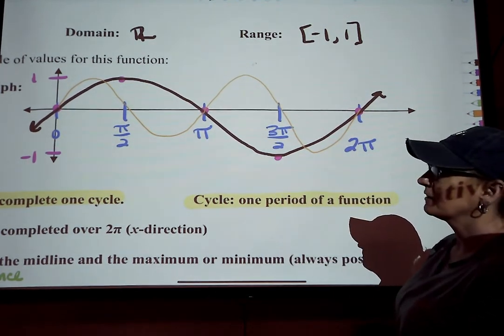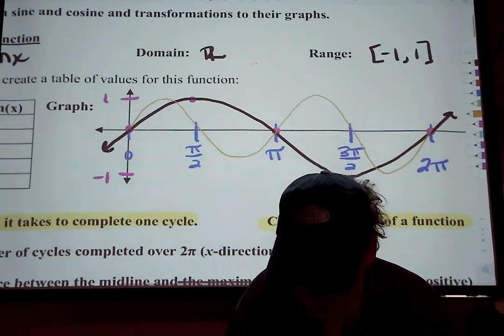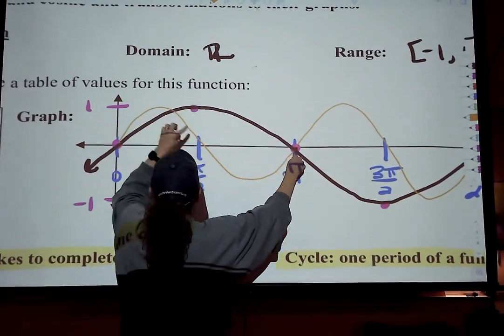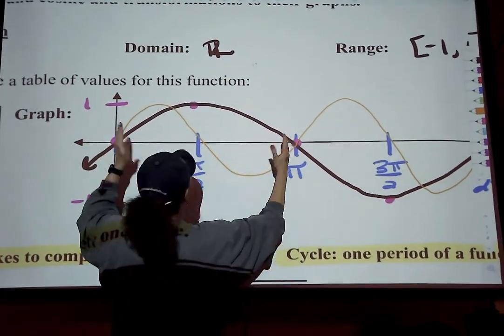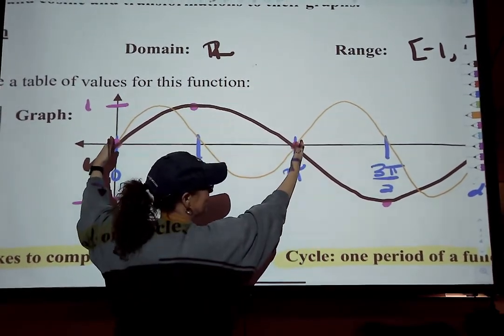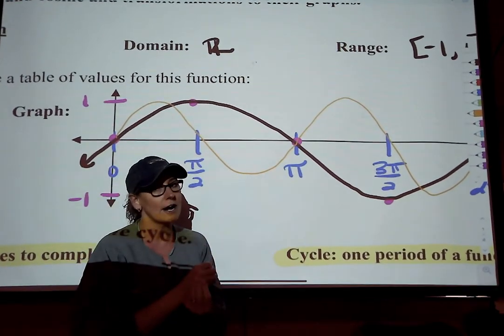See that? If I did that, I would say this is one cycle. Boom, boom, boom, boom, boom. This would be one cycle. Look at the orange, not the black. How long did it take that to happen? 0 to pi. So the period for the orange graph would be pi.